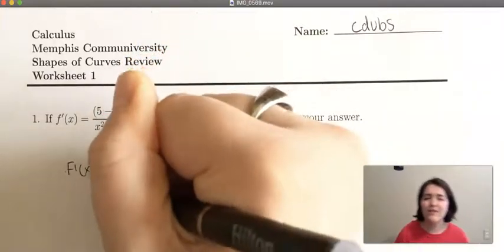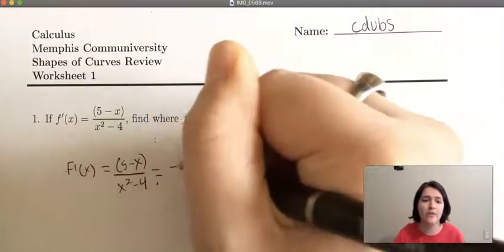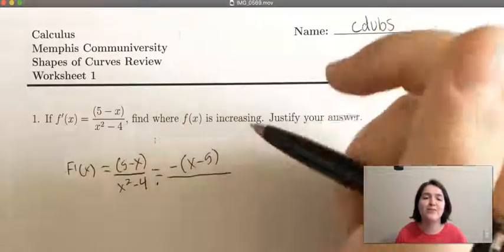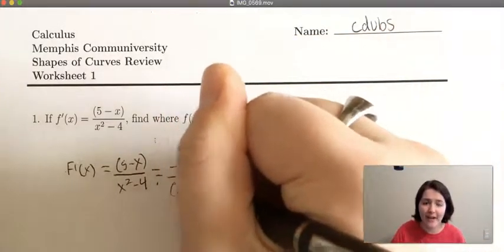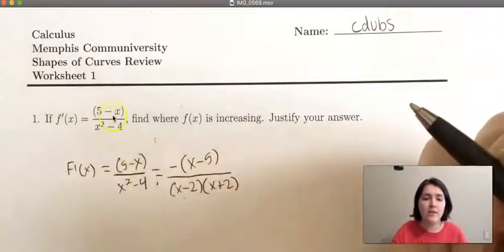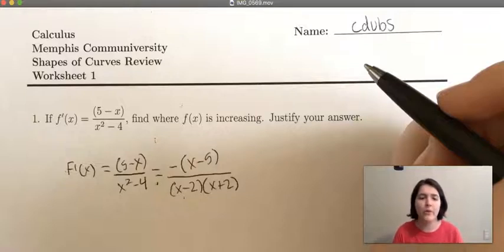But the derivative doesn't look completely factored, so the first thing that we want to do is we want to fully factor the derivative so that we can find the points that we need. So of course we see the bottom right here. The bottom looks like it needs to be factored out, the x squared minus 4. So we want to split that into x minus 2, x plus 2.